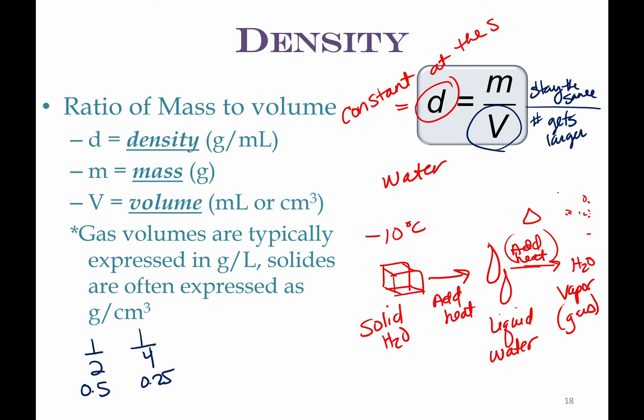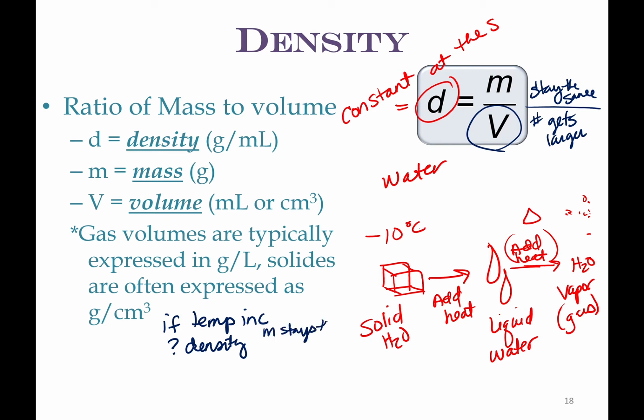Now the opposite will happen, so I can write that if you want. This is just some concepts about density that realistically make sense if we look at the equation, but just some ways of thinking about it. So if temperature increases, what happens to density? Mass stays the same over a number that gets larger. So that means density would go down.